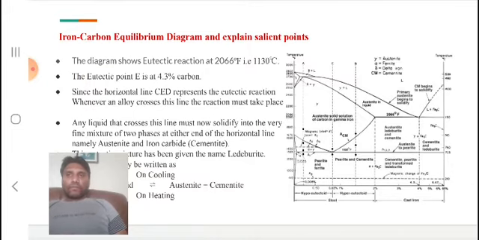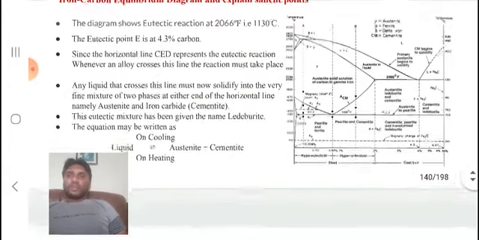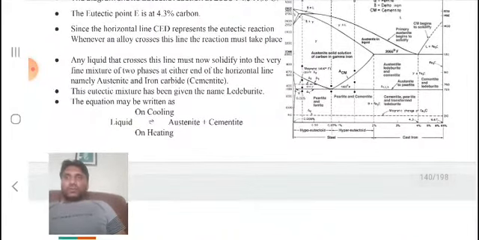So any liquid that crosses this line must now solidify into a very fine mixture of two phases at either end of the horizontal line, that is the eutectic mixture. The equation can be written as: liquid on cooling, in our case molten iron, gives austenite plus cementite. On heating, cementite plus austenite gives molten iron, that is liquid.